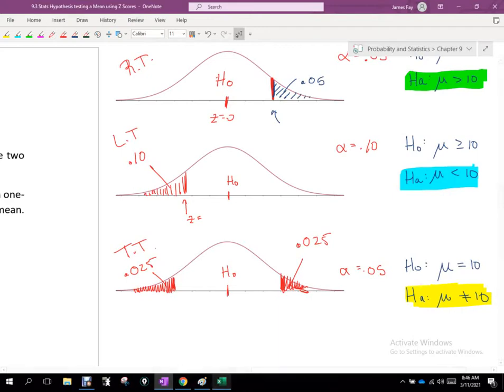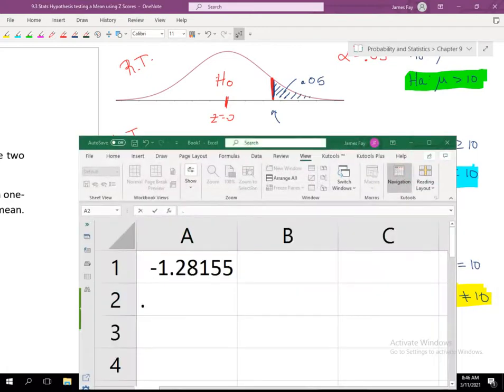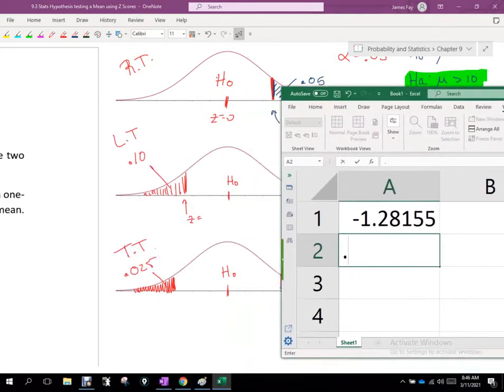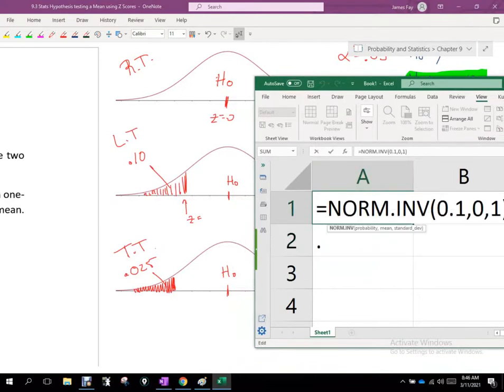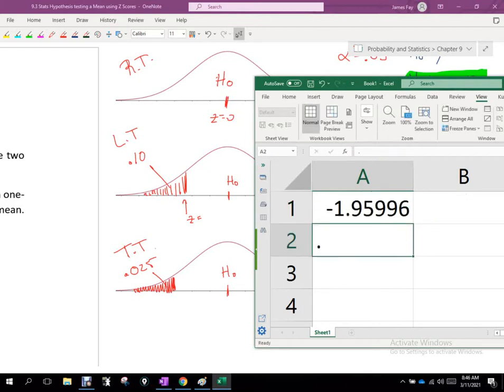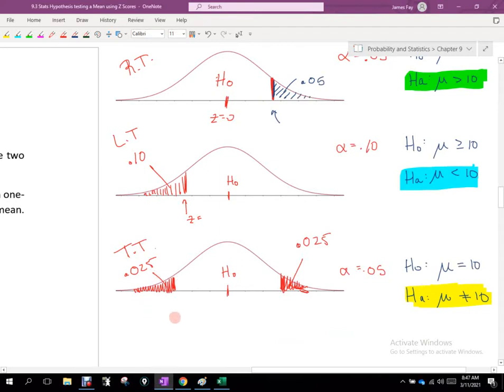That's the same kind of thing we did with confidence intervals. So then on Excel, instead of typing in 0.1, I'm going to type in 0.025, hit enter, and that should be a number that we're comfortable with. We've seen that before, negative 1.96. So this value there is negative 1.96, and that value there is positive 1.96.